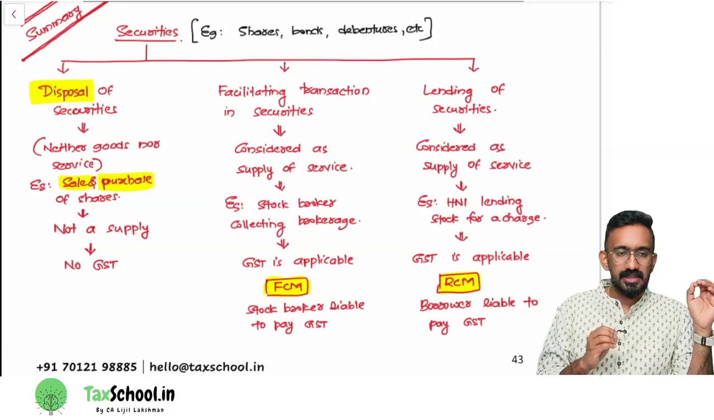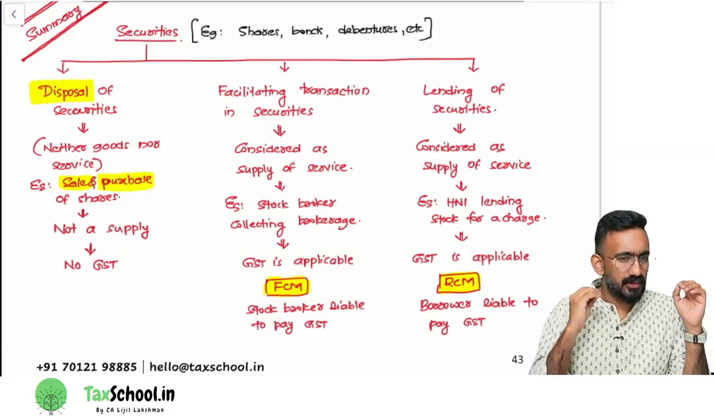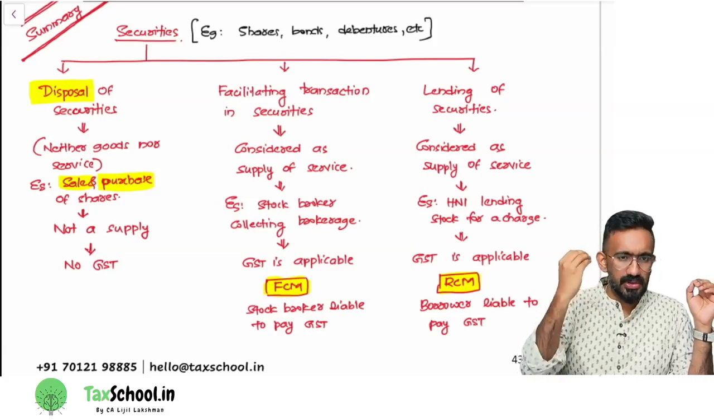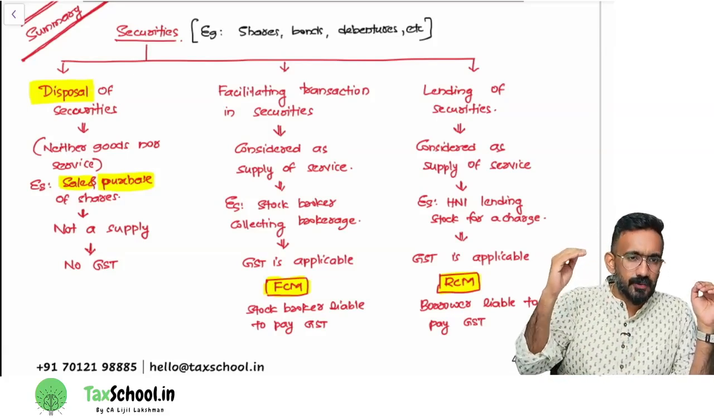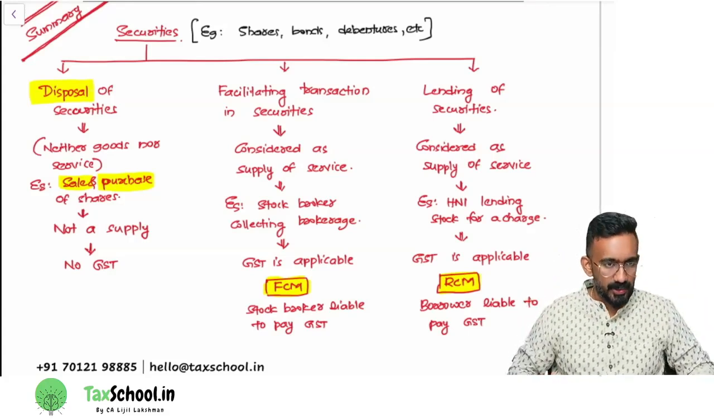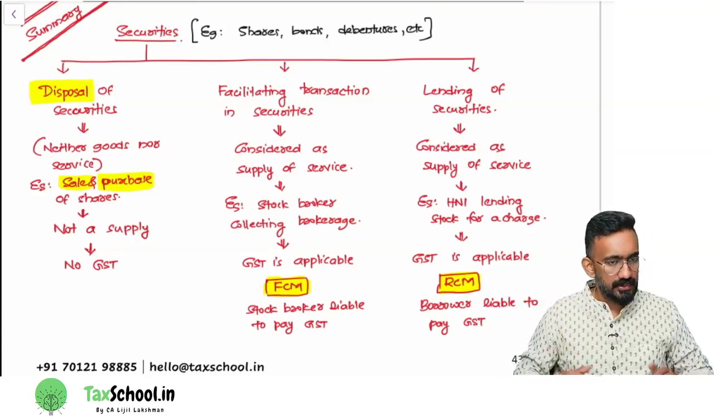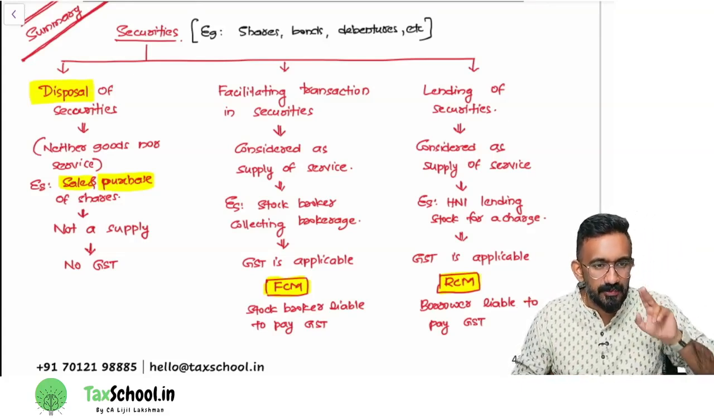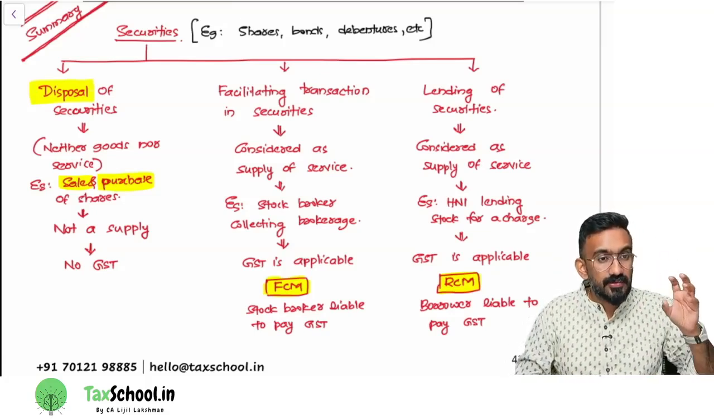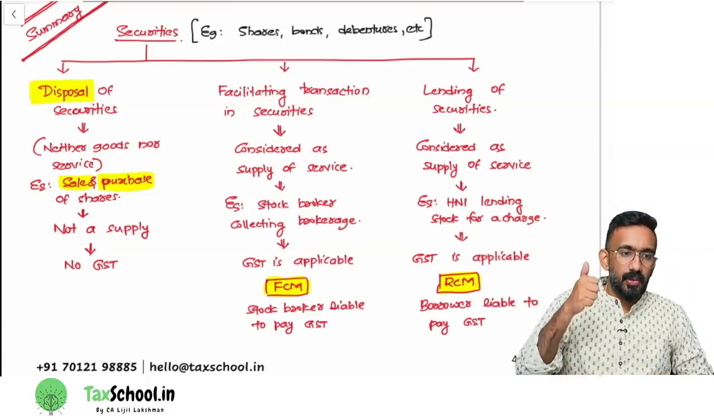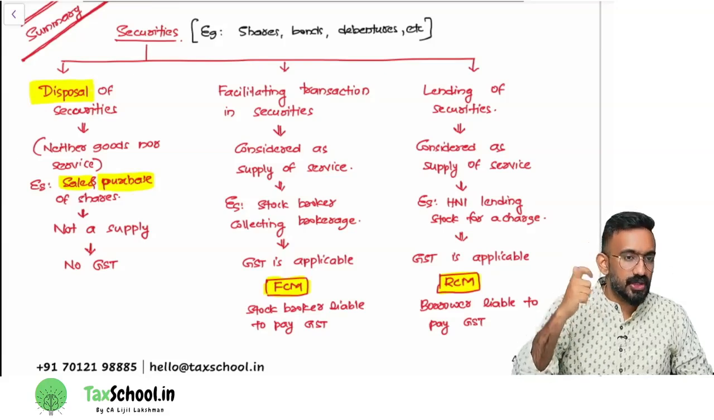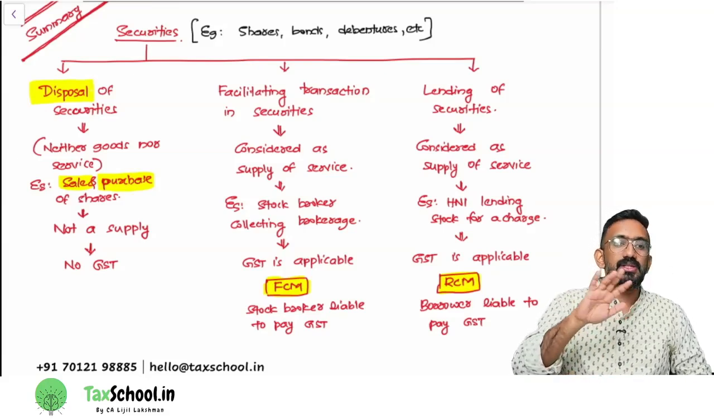What is disposal of security? Disposal of security is buy and sale of security. Securities could be shares, debentures, bonds, etc. If you look at the definition of goods in GST, goods are every kind of movable property. It includes actionable claims. It includes growing crops which are severable before the supply, but it excludes two things. Number one, goods does not include money. Number two, goods does not include securities.